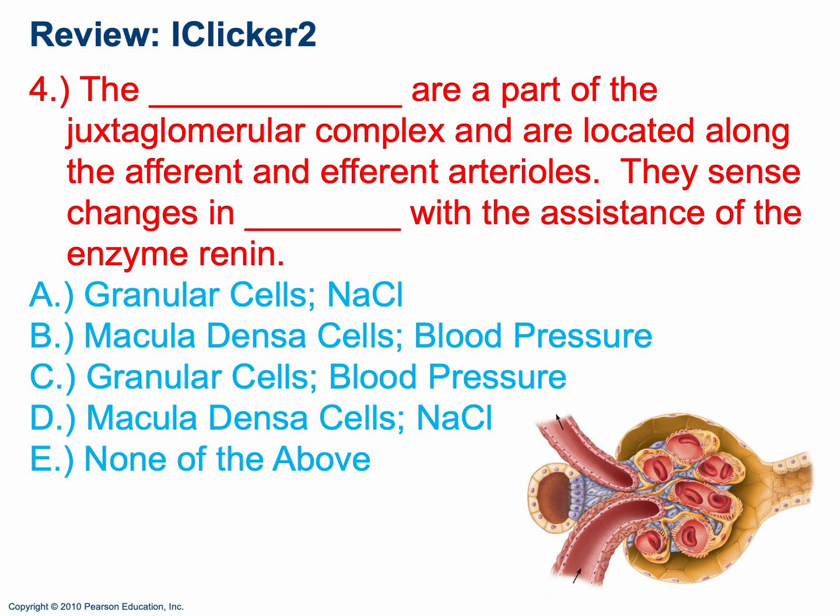Number four for review. The blank are a part of the juxtaglomerular complex and are located along the afferent and efferent arterioles. They sense changes in blank with the assistance of the enzyme renin. So, what would be the correct answer here?